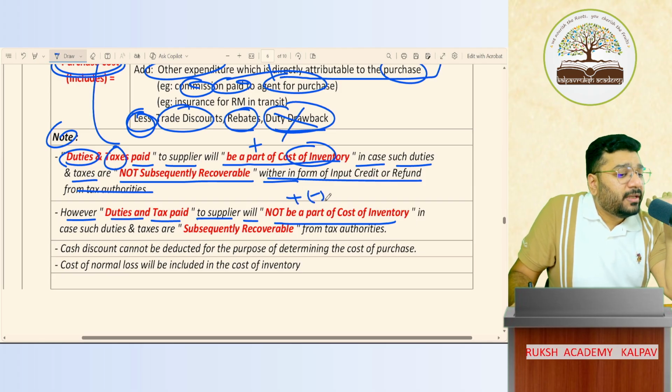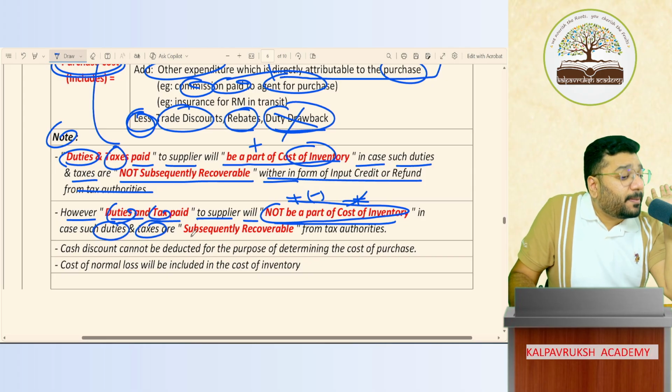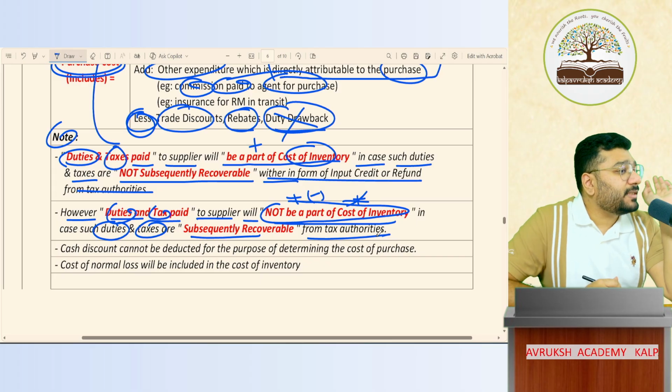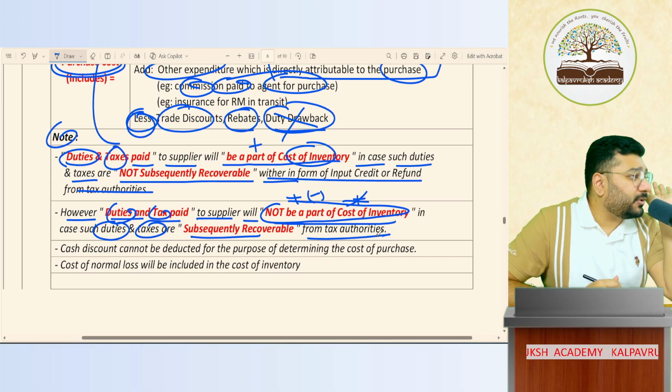If it is added, you subtract. If you haven't added it, leave it. Duties and taxes will not be a part of cost of inventory if such duties and taxes are subsequently recoverable from tax authorities. Got it? Not got it? That time you will not consider that as a part of cost of inventory.